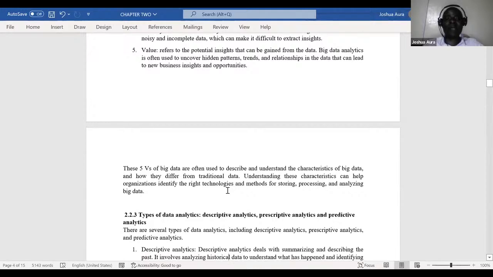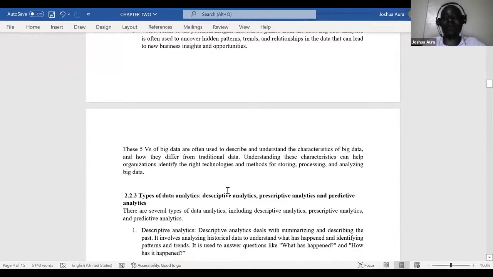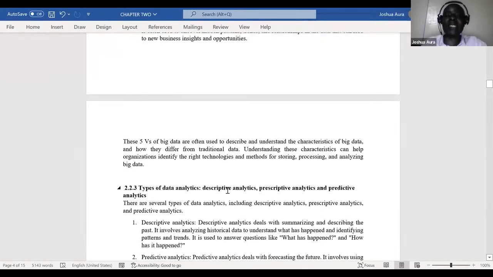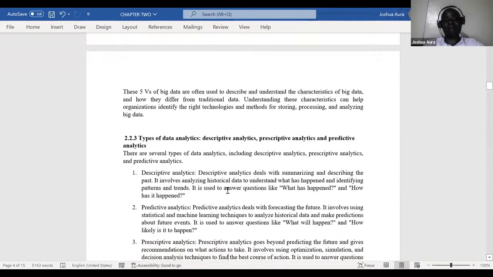These 5 V's of big data are often used to describe and understand the characteristics of big data and how they differ from traditional data. Understanding these characteristics can help organizations identify the right technologies and methods for storing, processing, and analyzing big data.